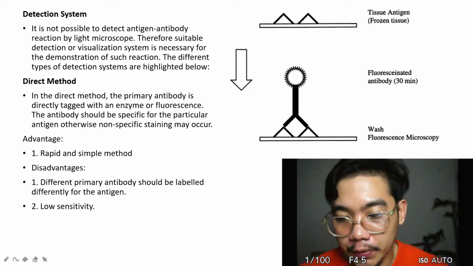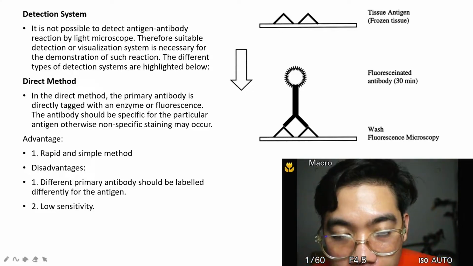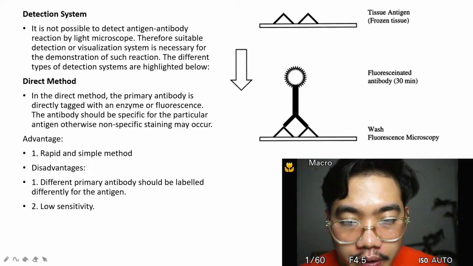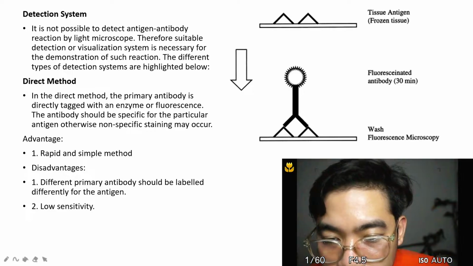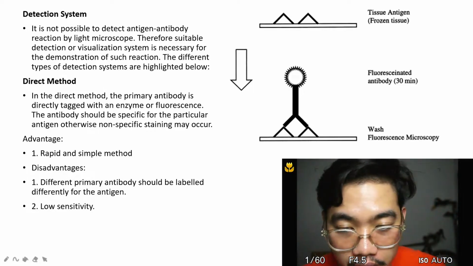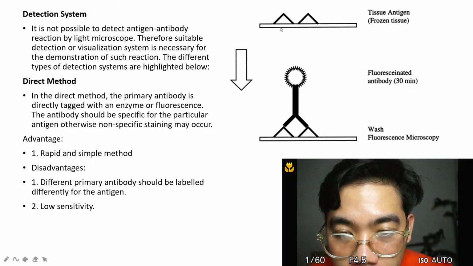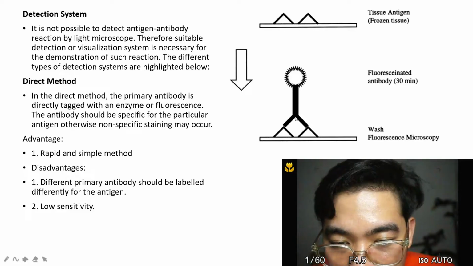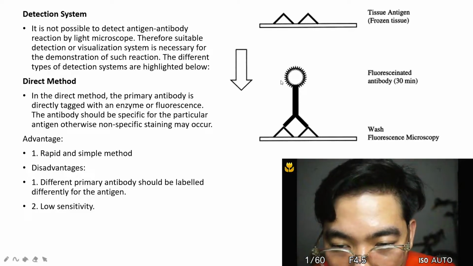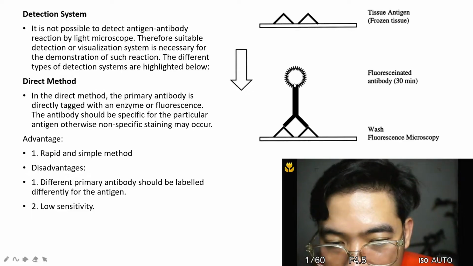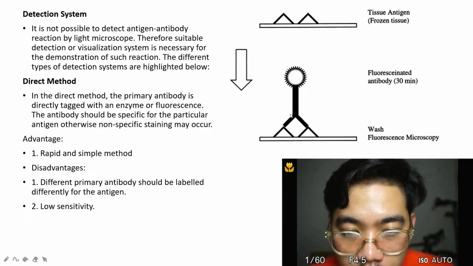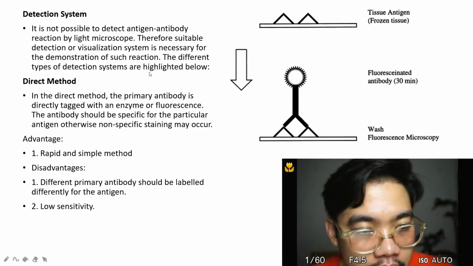So look at the picture. Here we have our antigen. Then we have our antibody. We already have fluorescein here, our indicator. So it lights up, just one step, direct.